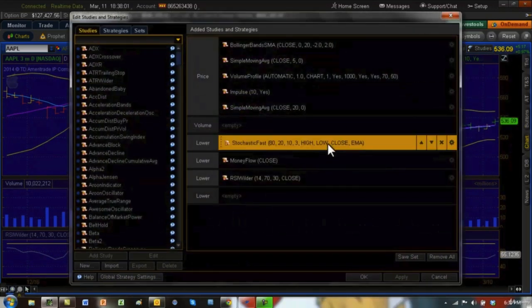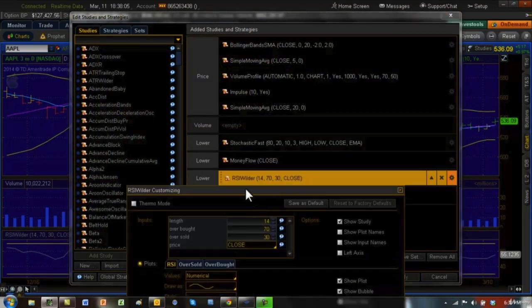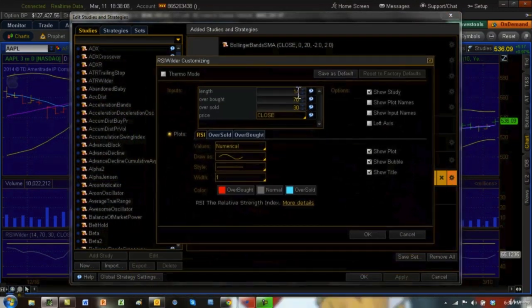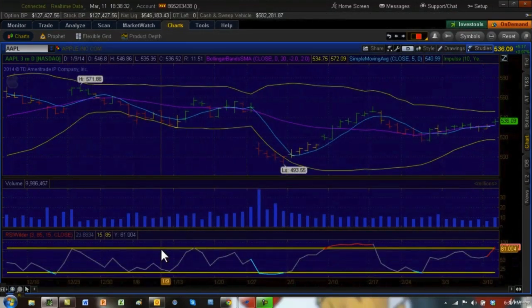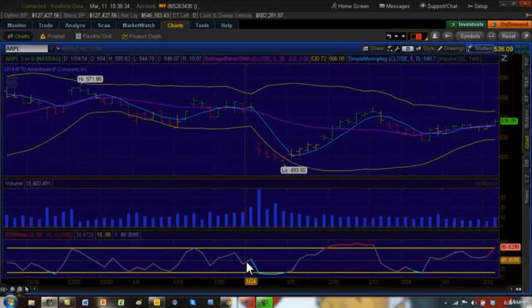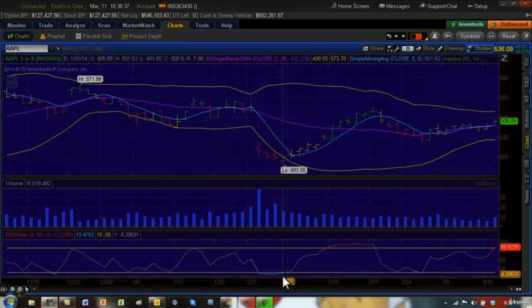In the RSI, you want to come here and customize it for a much stronger signal. For a swing trading approach, I've found that if you have the look-back period as 3, the overbought as 85 and the oversold as 15, it works very well. So let's show the bubble as well, and then we'll apply this, and you do OK. Now you can see that this signal becomes a lot more informative.